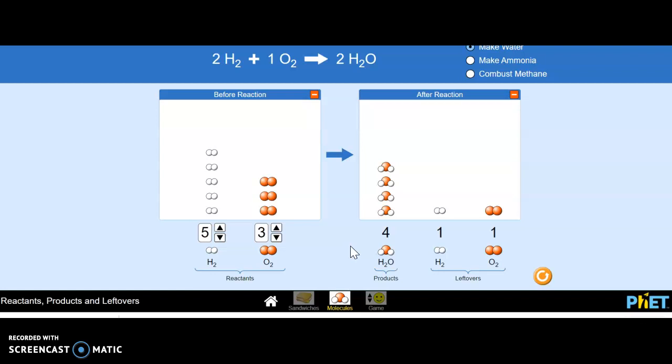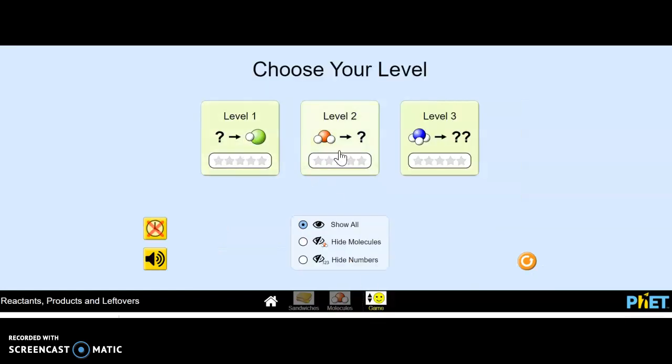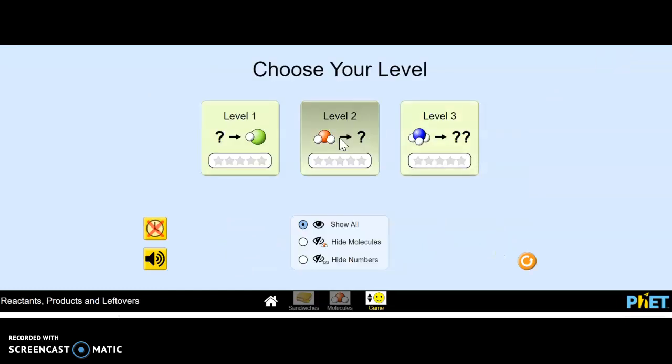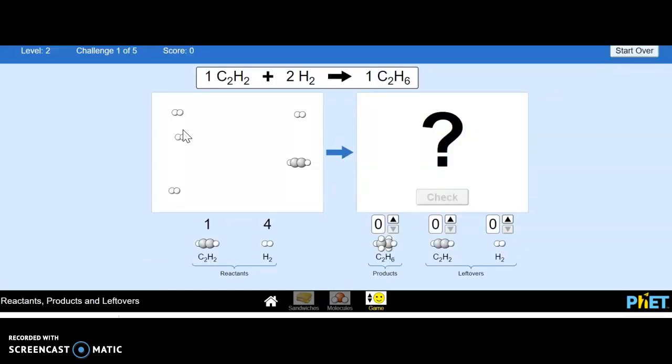Okay, I hope that this explains this. You're supposed to do the game now, and the game is 3 different levels. So first level is they give you the product, and you need to figure out how much of the reactant you are supposed to get. Then the second level, we are given the product. You need to figure out how much reactant, and how much product you're going to get, and then what your leftovers are going to be.